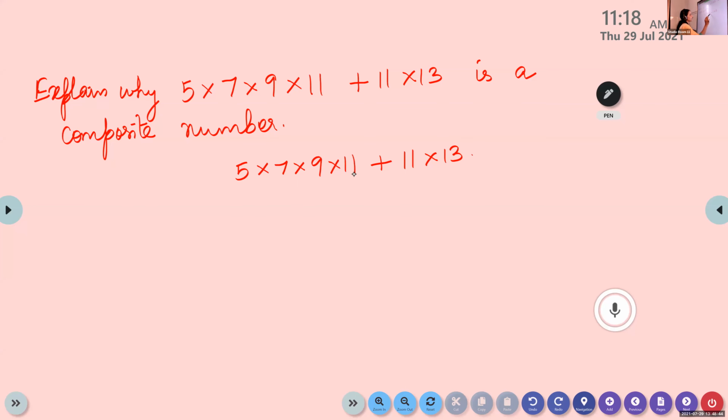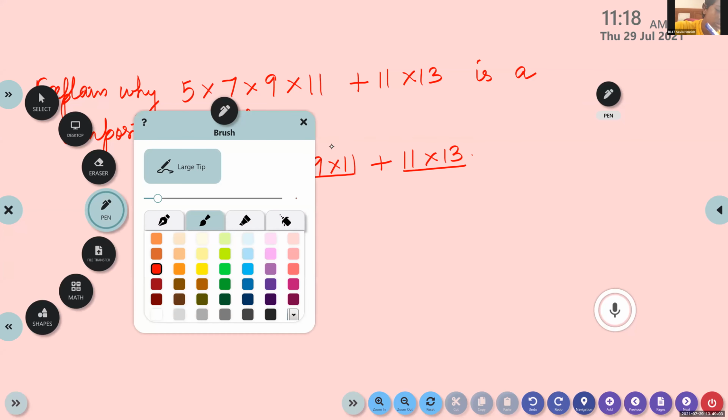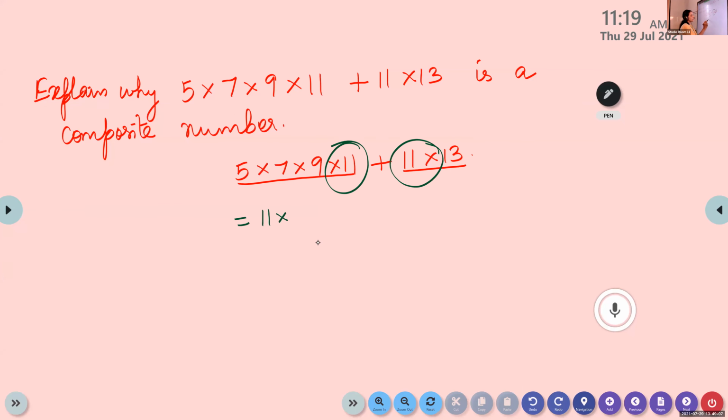Here we have 2 terms. 5 into 7 into 9 into 11 is one term, plus this second one. From these 2 terms, which one can you take as common? Which is the common number present there? 11. So we can take 11 as common. What is left out? 5 into 7 into 9 plus 13.